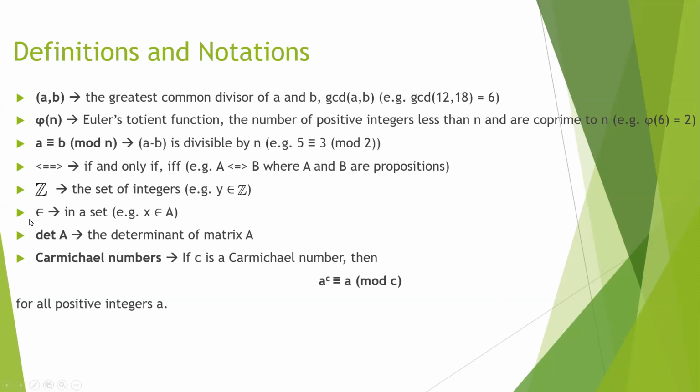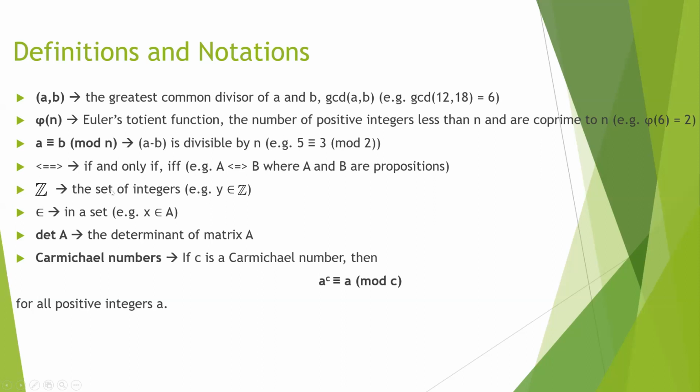A is congruent to B mod n. We learnt it in today's class. A minus B is divisible by n. Example, 5 is congruent to 3 mod 2 because 5 minus 3 is divisible by 2. If and only if, IFF: A is equivalent to B, where A and B are propositions, if A then B and if B then A are true.